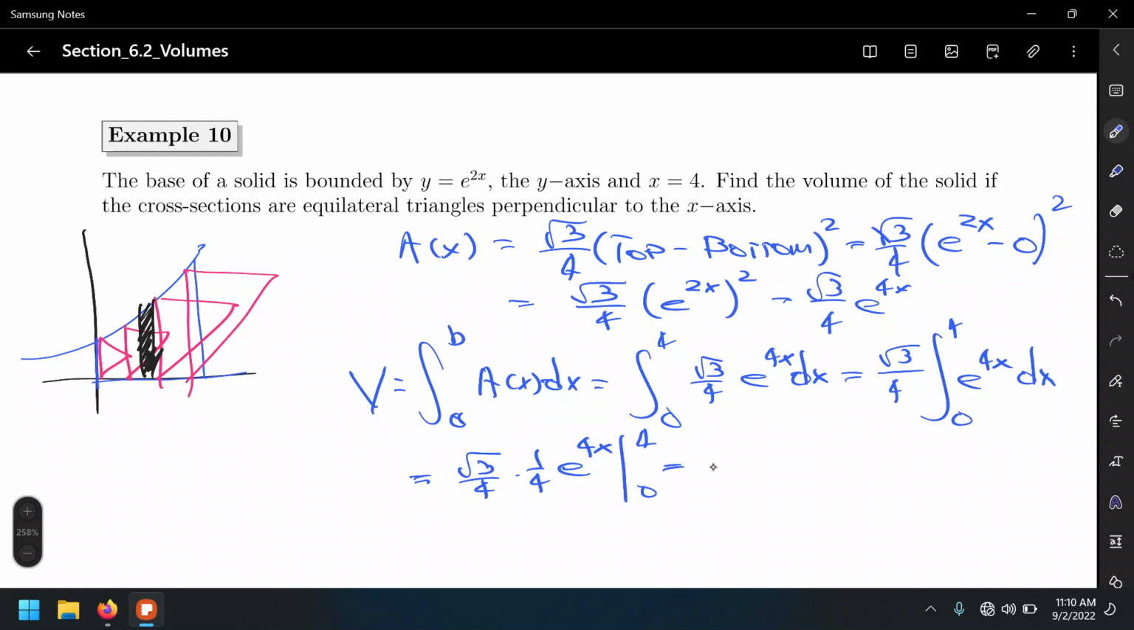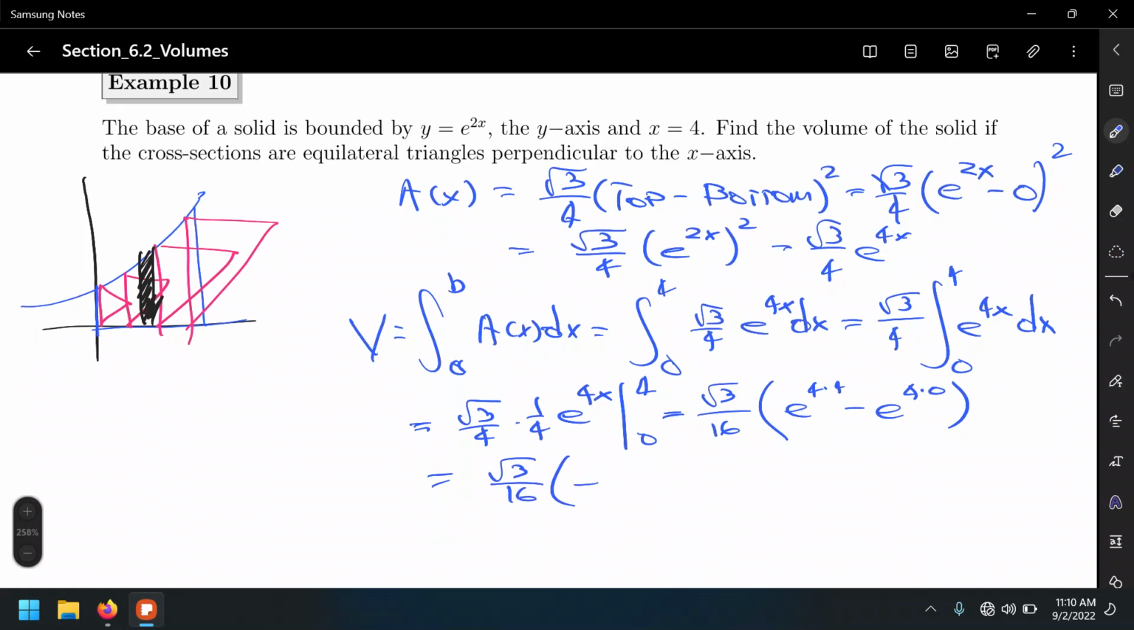This reduces to square root of 3 over 16, and we can evaluate upper limit minus lower limit. That is e to the 4 times 4 minus e to the 4 times 0. No need to reduce to decimals, that's e to the 16. E to the 4 times 0 is the same as saying e to the 0, but what's any number to the 0 power? 1. And that's the final answer here.